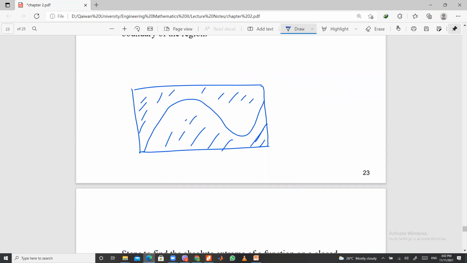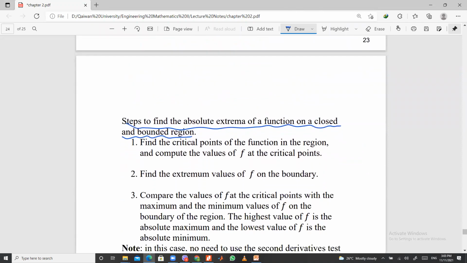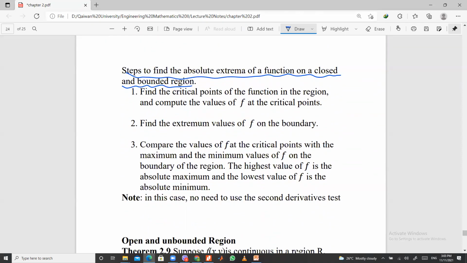The graph is in that bounded area. To find the absolute maximum and absolute minimum for this function, the graph of the function f of x, in this bounded area, we follow these steps. First, we should find the critical points of the function. How? By taking derivatives and equaling to zero, then finding values of x and y.